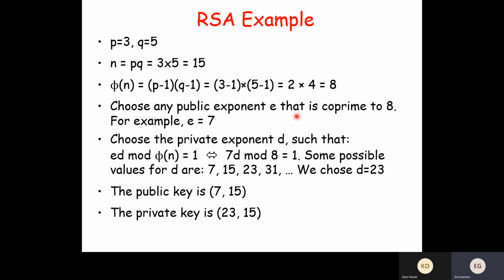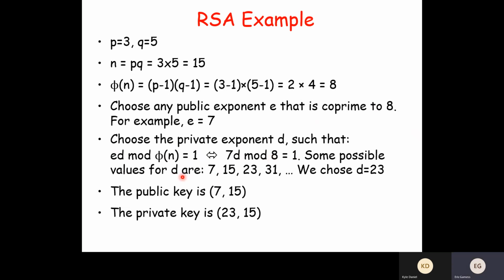Once you choose the public exponent, you have to resolve one equation to find the private exponent, which is called D. And D must fulfill this equation: E, which is the public exponent, times D, we already chose E, which is 7, times D, that we are looking for, must be congruent to 1 modulo the totient. And the totient is 8. So if I replace, because I already chose E, it will be 7 times the private exponent that I'm looking for, must be congruent to 1 modulo the totient, which is 8.